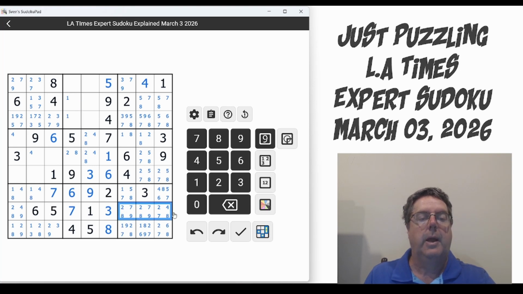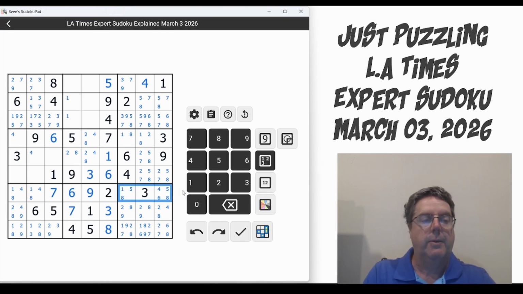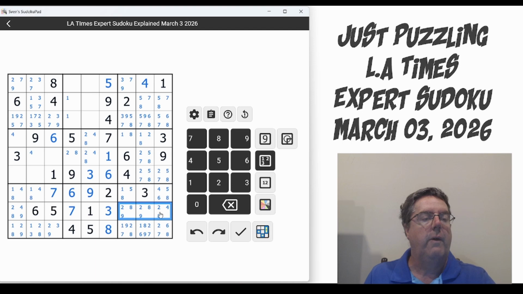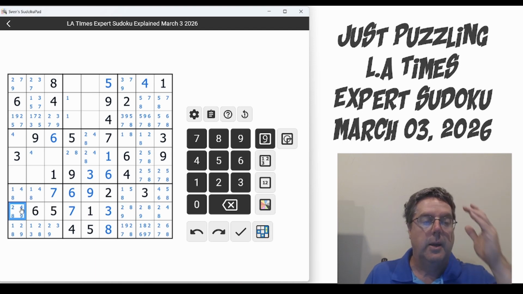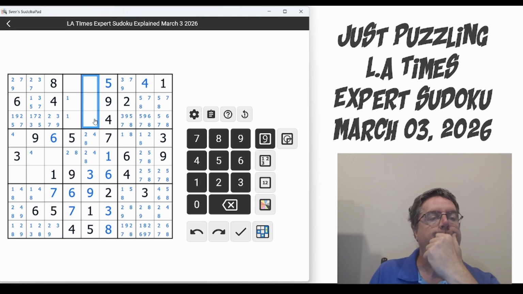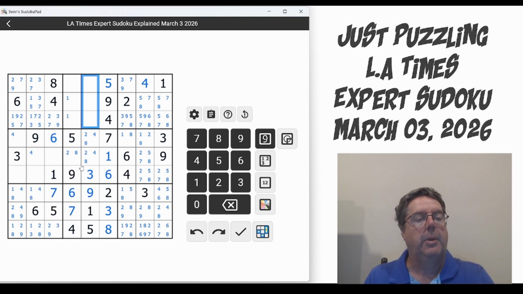So 7 comes across here, that can't be a 7. 7 comes across here, that can't be a 7. I'm just looking at these 7s here. So 7's going to be in the bottom row there. 2, 8, 9, 4, so that's okay. 3 is still here and here. 7, 7, 7. 7's going to be up here. Alright, I'm going to keep going.